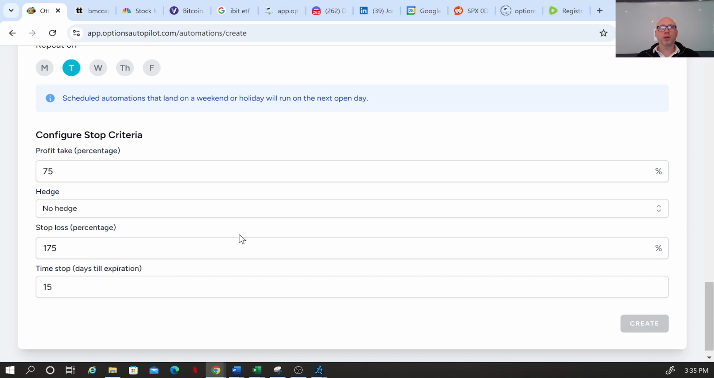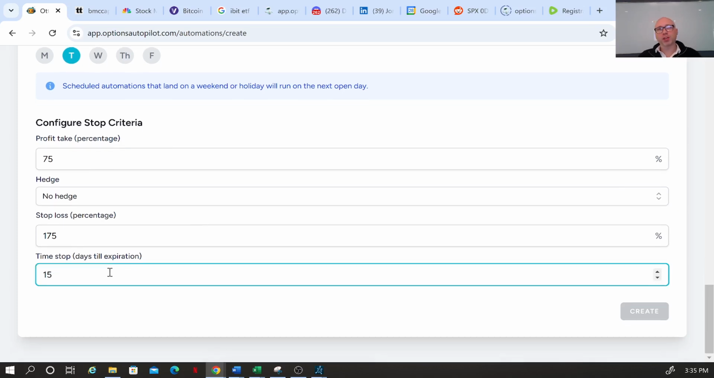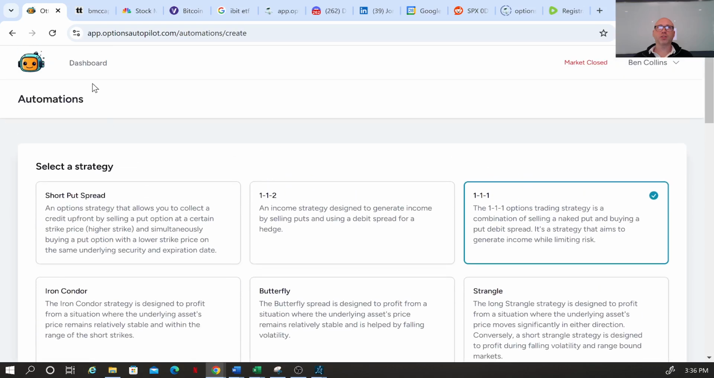I'm leaving it off at the moment, but here's the time stop, 15 days to expiration. It's just better to manage that. Gamma can get a little extreme if you let it go under 15 days. So at that point, it should have already hit your profit or loss. And if not, it just ends up closing the trade, so you can just open up another one. So you just hit create, and then you'd be set up, and obviously you can see we've already got a bunch set up.